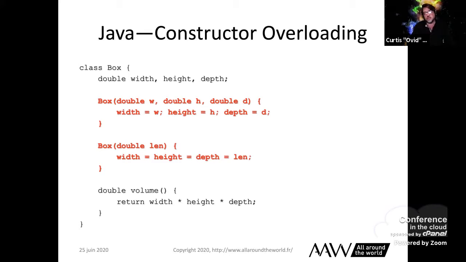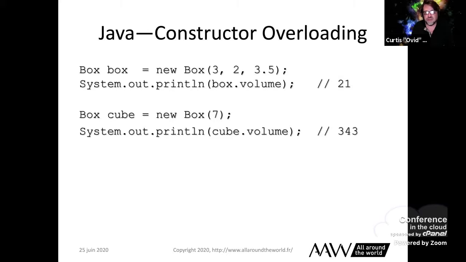So here's how they do it in Java, in case you're curious. They actually have constructor overloading, method overloading. You just declare the constructor more than once with 3 arguments or only 1 argument, and it's just dead simple. This has the problem that, like you can see for this first example, box 3, 2, and 3.5, you don't know which of those is height, width, and depth. Named arguments are a much better solution, but it works. It's very easy to overload your constructor.